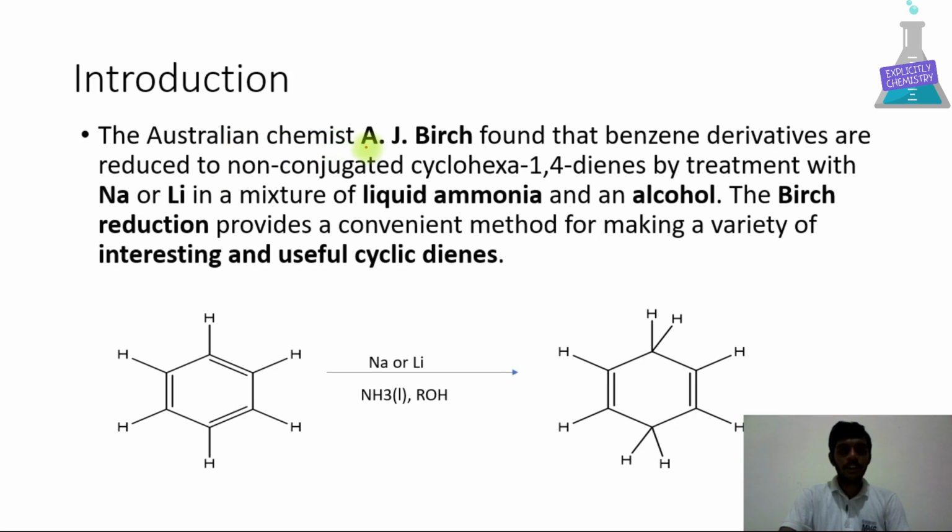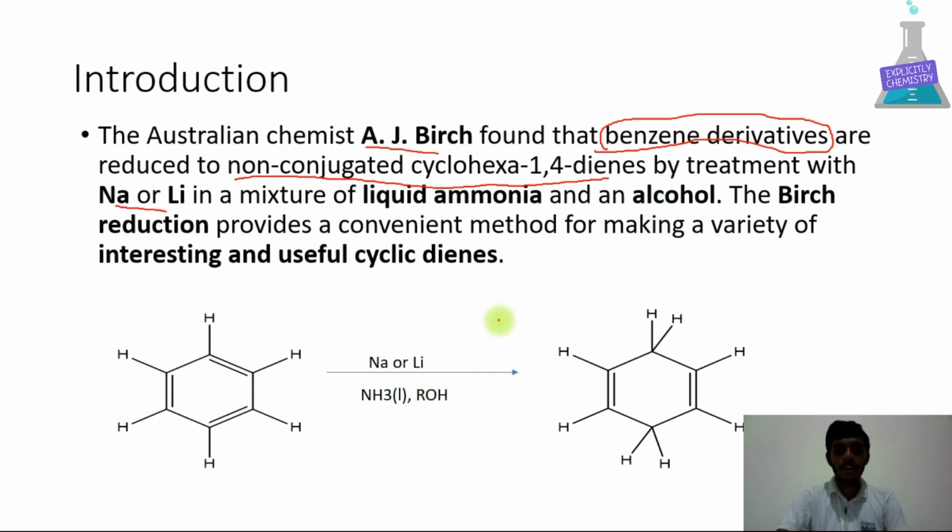The Austrian chemist A.J. Birch found that benzene derivatives are reduced to non-conjugated cyclohexa-1,4-dienes. A benzene or benzene derivative is converted into cyclohexa-1,4-diene, this is 1, this is 4, by treatment with sodium or lithium in a mixture of liquid ammonia and an alcohol.